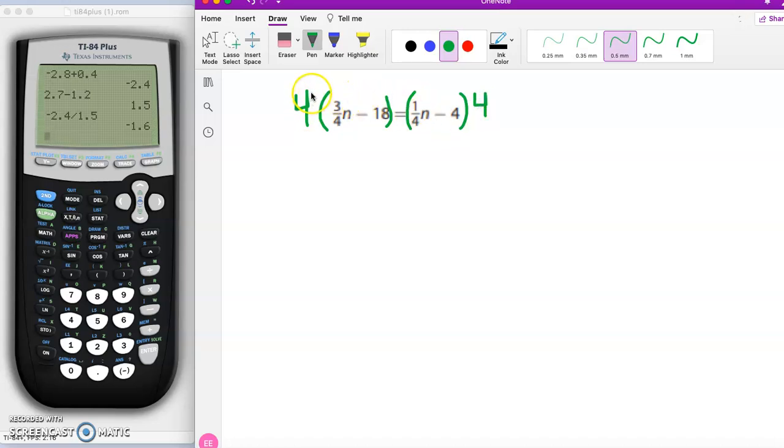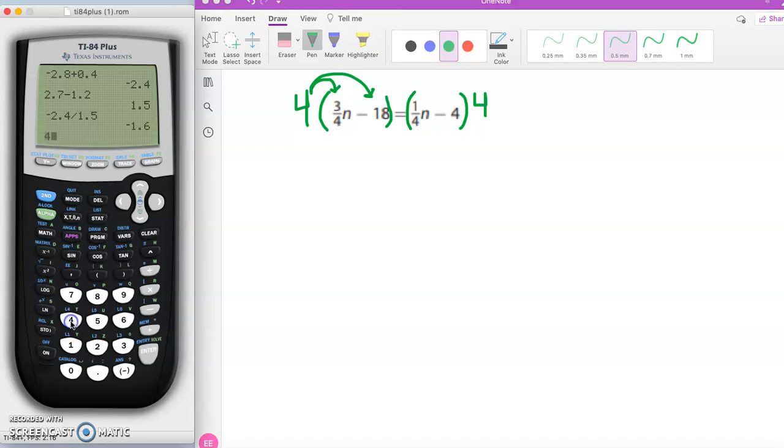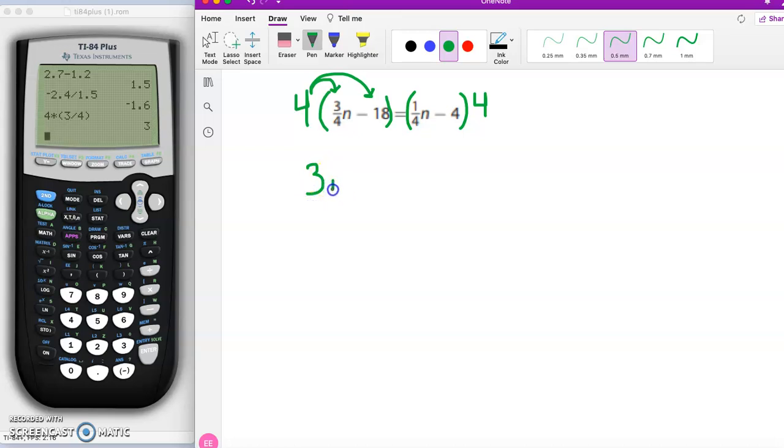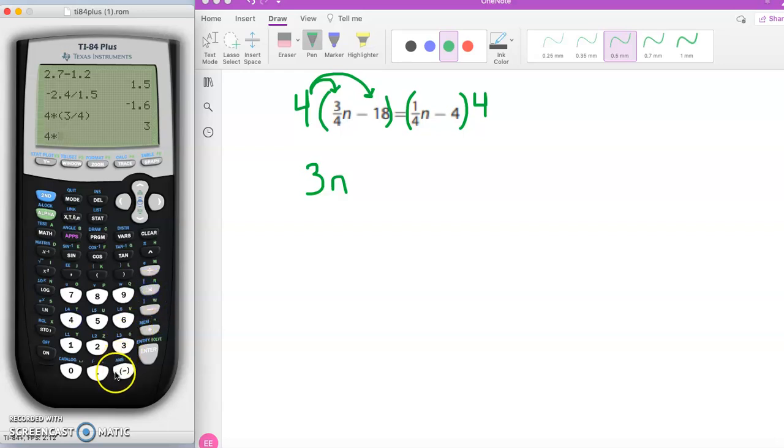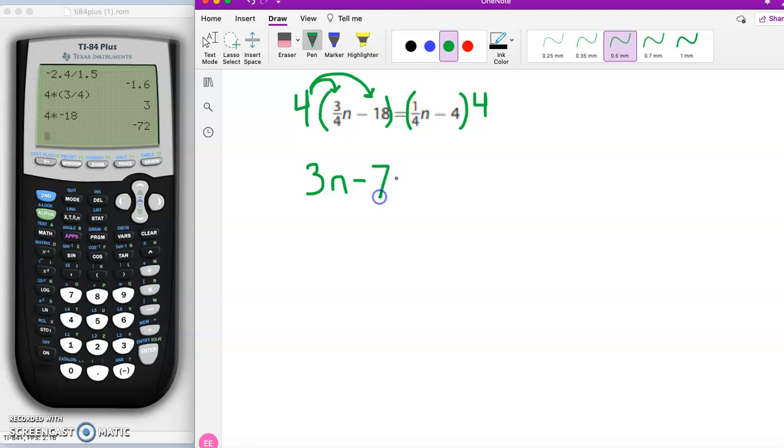So I'm going to take this 4 and multiply 4 times 3 over 4 and then 4 times negative 18. What you can do is use parentheses for your fractions, 3 divided by 4. It's 3. You see, it just turned it into a whole number. So now I have 3n, and 4 times negative 18. I'm saying negative because there's a minus sign in front, making the 18 negative. 4 times negative 18 is just negative 72.